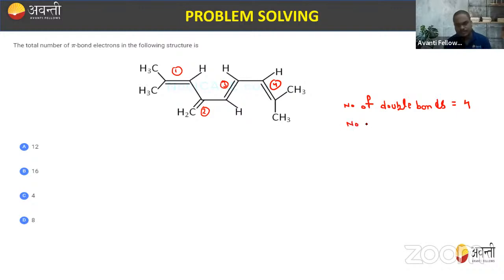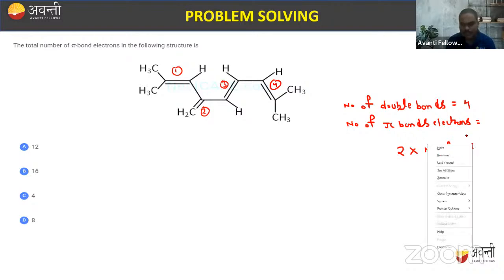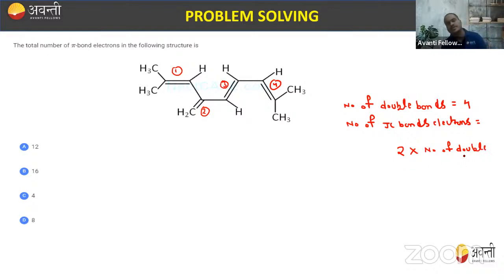Now number of pi bond electrons. ठीक है, so the number of total double bonds is equal to 4. Number of pi bond electrons is nothing but equal to 2 into number of double bonds, है ना, क्योंकि एक डबल बॉन्ड में दो इलेक्ट्रॉन्स होते हैं, है ना. सो दिस इज डबल बॉन्ड, 2 इंटू नंबर ऑफ डबल बॉन्ड्स. सो बस हो गया काम. सो दिस इज 2 इंटू 4, तो इट कम्स आउट टू बी 8.